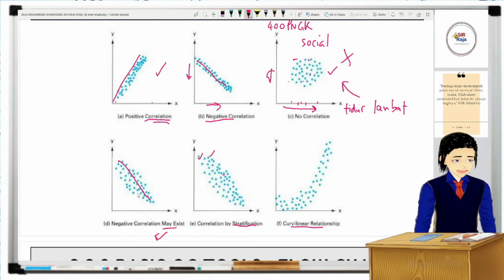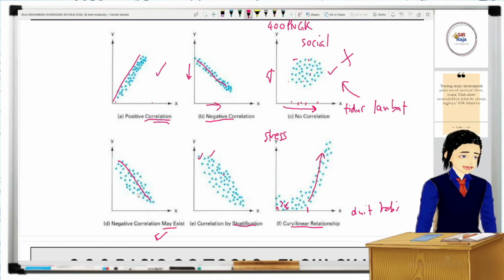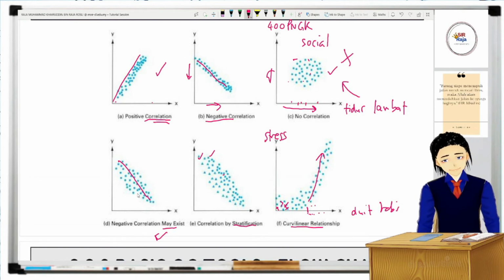So mungkin ada relationship tapi curve. Very rapidly increase. Things like duit. Awak buat kajian duit dengan stress level. Kalau duit habis sikit, okay lah. Nampak stress dia macam ada naik tapi sikit je, slow je. Tapi bila duit dah habis banyak, awak dah start cepat naik stress. Dah habis RM1,000, awak dah start menggelabar. RM2,000, RM3,000, RM4,000, RM5,000. So that is a curvilinear relationship.